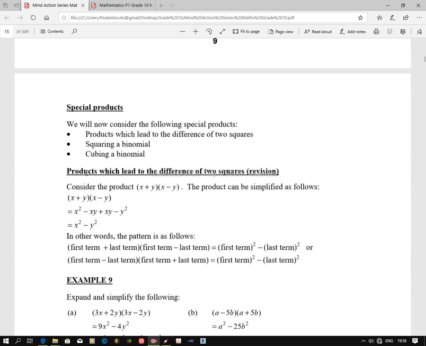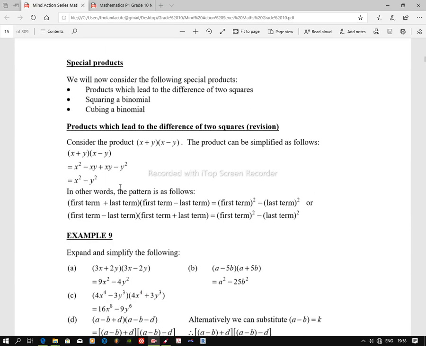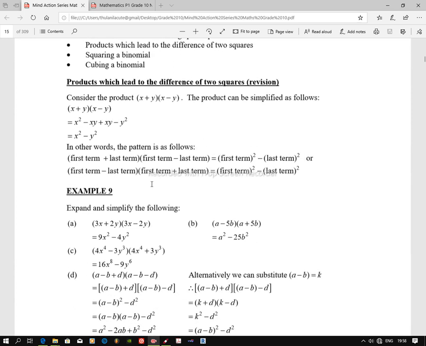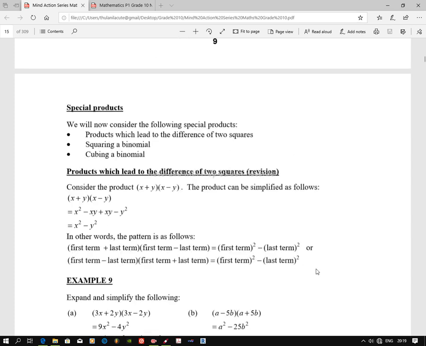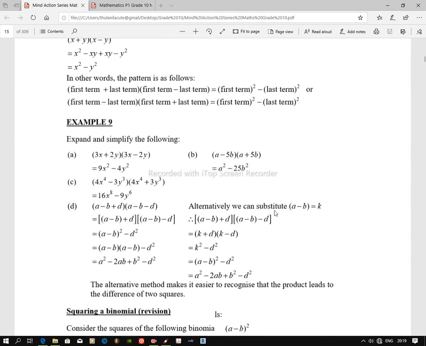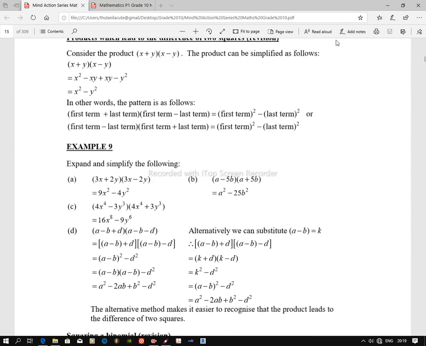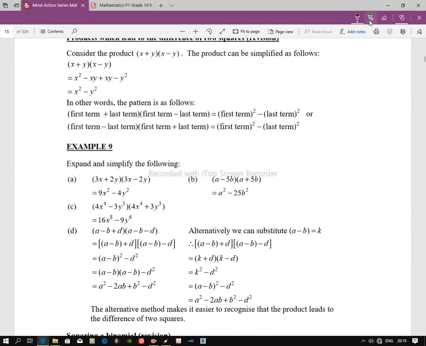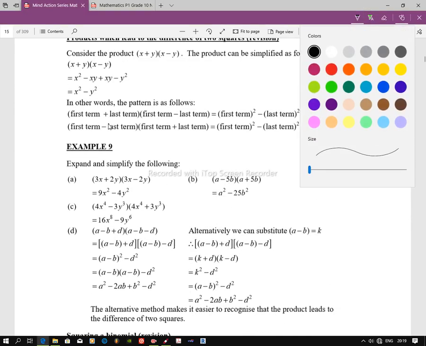Okay, they say products which lead to difference of two squares. This is a revision, the product of difference of two squares. You are going to also look at the difference of two squares. You must know that when you factorize, but don't worry, everything will be easy for you. So let's look at example 9 together.